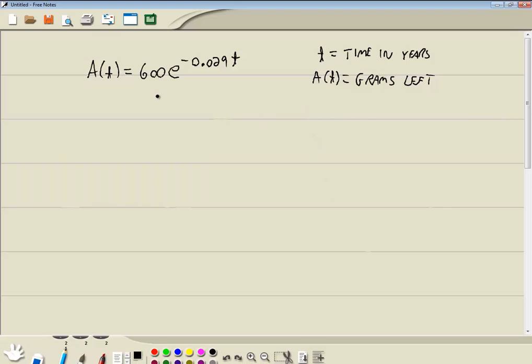So they're telling us that t is equal to 40. And this is just evaluating a function. So plug 40 in for the t. So we got 600 e to the negative 0.029, I'll put a little x here for times, and then 40. You have to be careful when you're plugging this into your calculator.